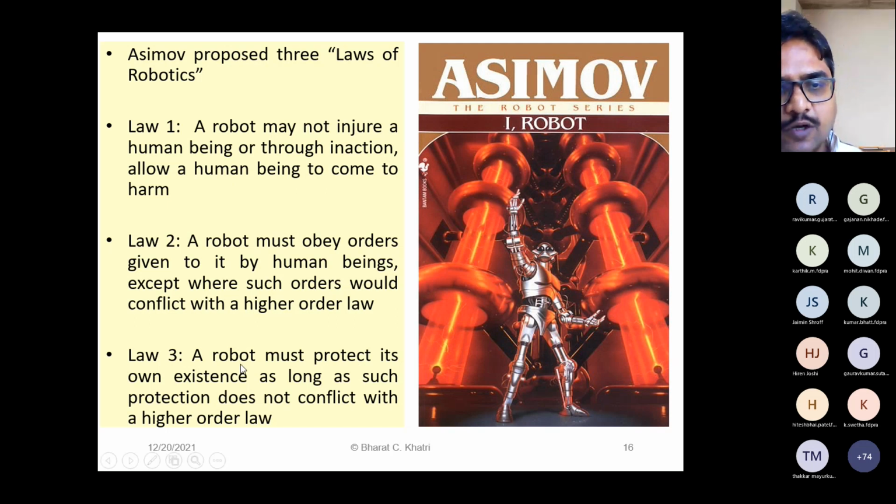The third law is that a robot must protect its own existence, as long as such protection does not conflict with a higher order law. He defined these three laws so that people in industry can safely use and design robots. They put this ethical, logical, legal law that should be followed whenever designing or making a robot. Otherwise, you have seen a lot of Bollywood and Hollywood movies where robots are used and create conflict regarding these three laws. That is not allowed.